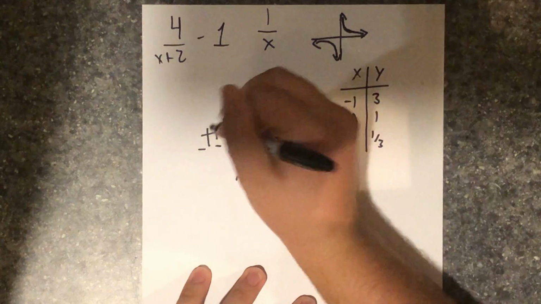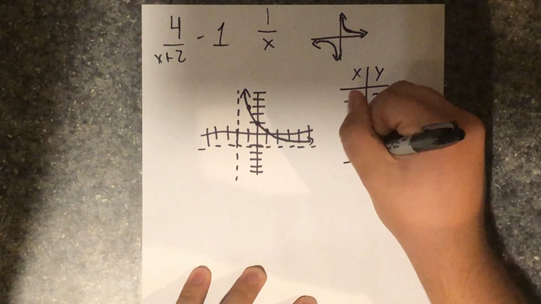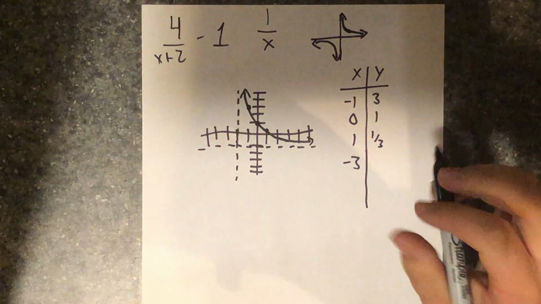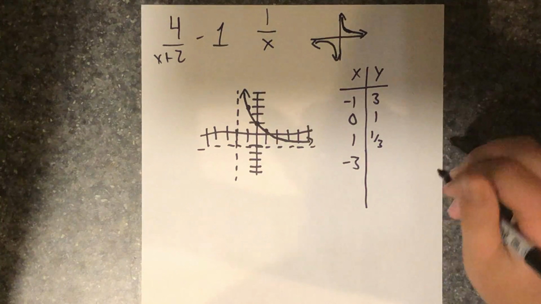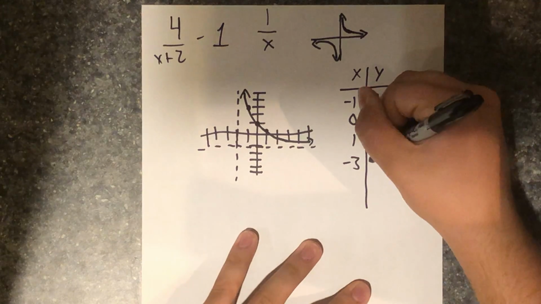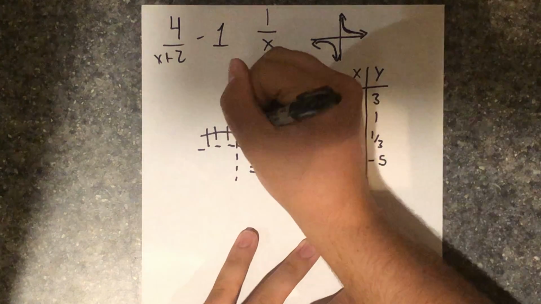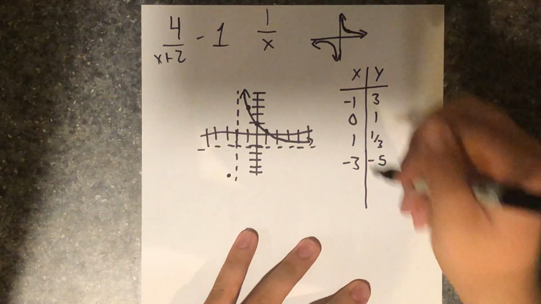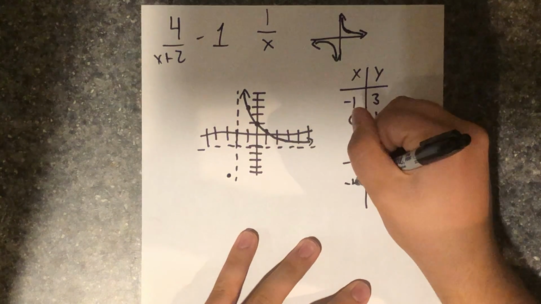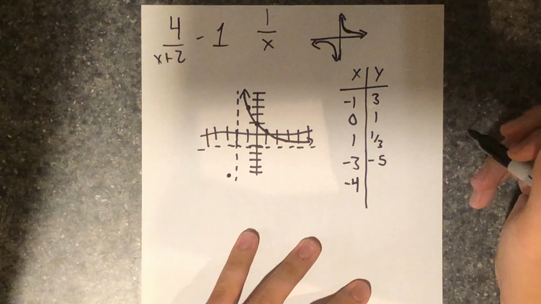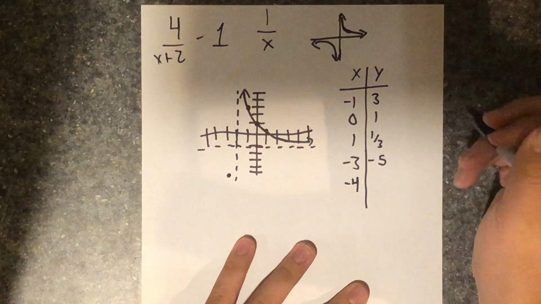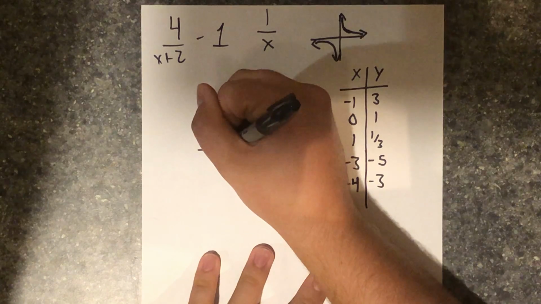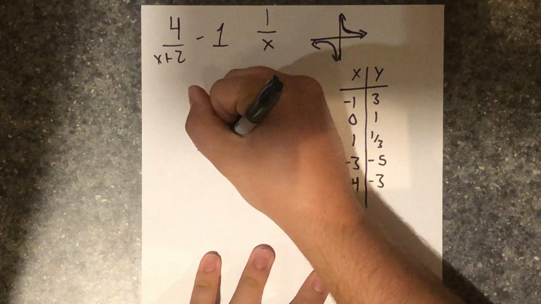And now for the left side, let's plug in -3, the first point to the left. -3 plus 2 is -1. 4 divided by -1 is -4. -4 minus 1 is -5. So -5 will be down here. Let's plug in -4. -4 plus 2 is -2. 4 divided by -2 is -2. And -2 minus 1 is -3. So -3 would be about right there.